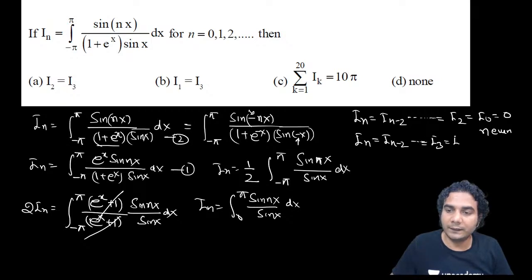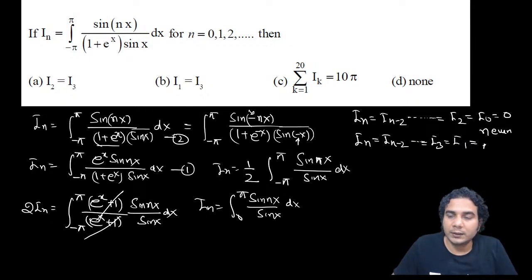I3, then I1, and I1 is nothing but pi. Okay, pi when n is odd. So this was the answer. Accordingly, you can answer this.